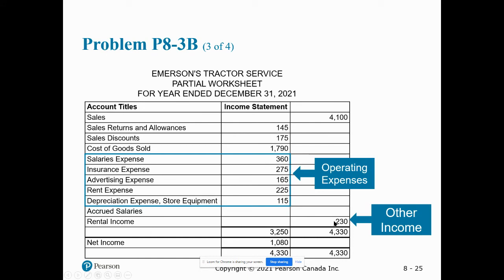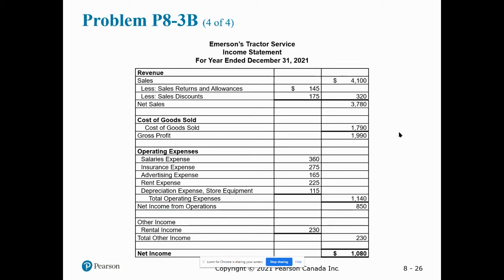Then we also have rental income. This rental income is going to go in the other income section. Now, when we start to compile this information into a formal income statement, it begins to look like this. And notice how we try to organize the columns so that the main information shows up on the rightmost column.